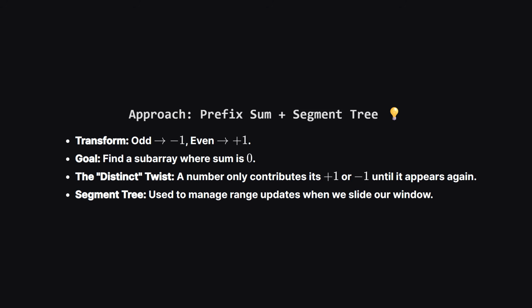A number like 2 should add +1 the first time we see it in a range, but if we see 2 again later in that same range, it shouldn't add anything more. We'll handle this by sliding a window and using a segment tree to add or remove the contribution of numbers as they enter or leave our distinct counting range.